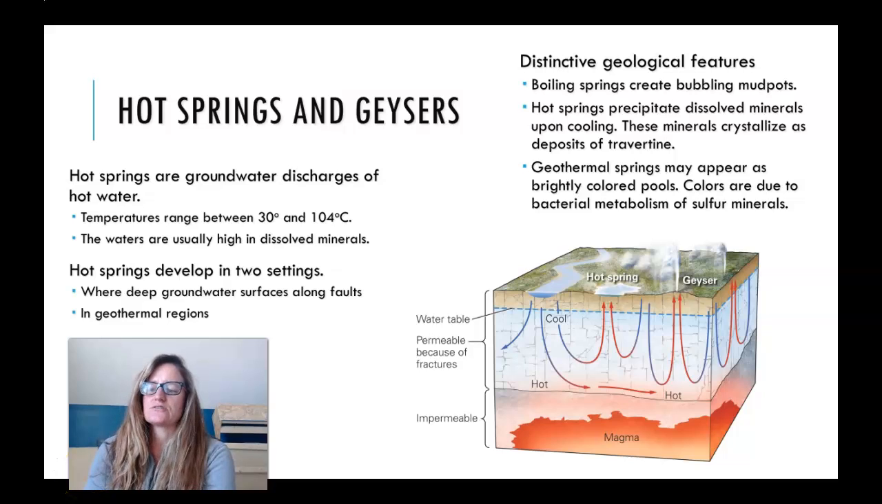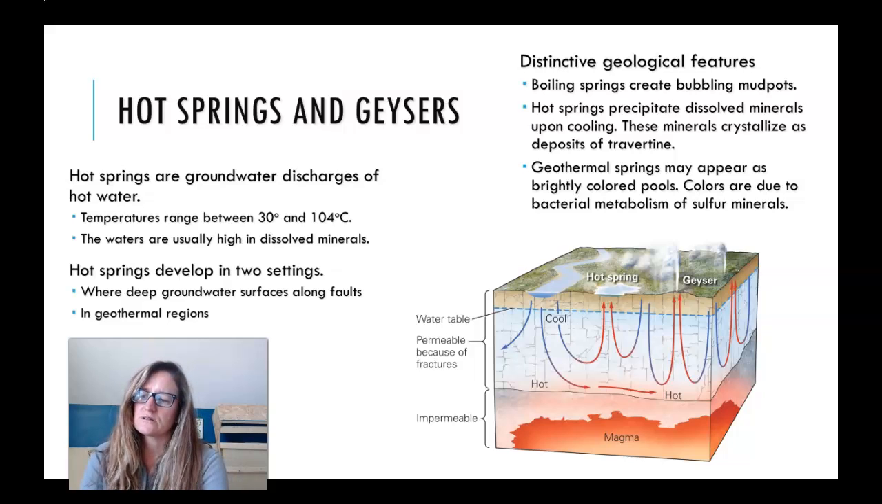Hot springs and geysers have to be one of the coolest things in geology. That mix of groundwater in an aquifer interacting with hot rocks, maybe magma, and then that groundwater blasting up to the Earth's surface. The temperatures range from 30 degrees to 104 degrees Celsius.